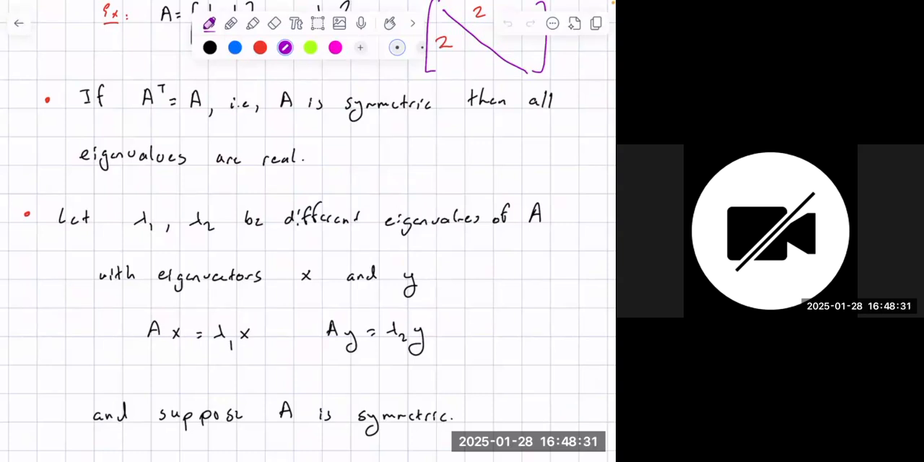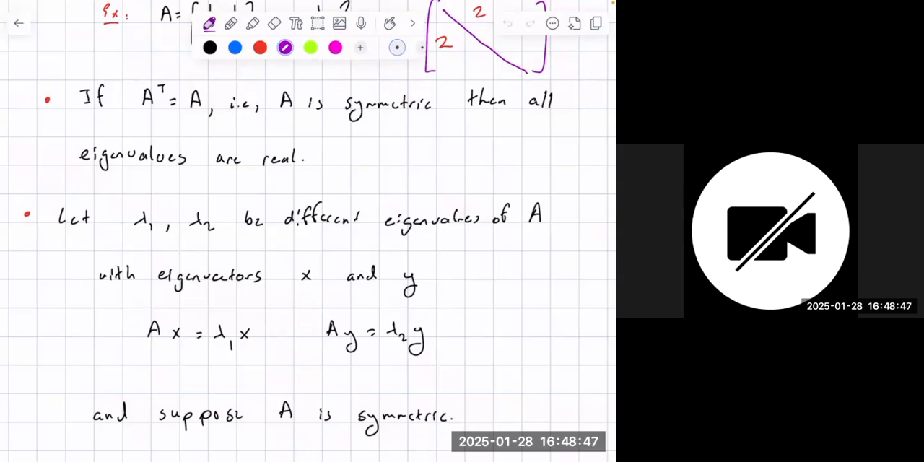So do you remember the transpose? You take the matrix, you turn it around. If you turn it around, it still looks exactly the same. That's a symmetric matrix, okay? In that case, all the eigenvalues are real. So we deal with real numbers. And there's even better stuff.